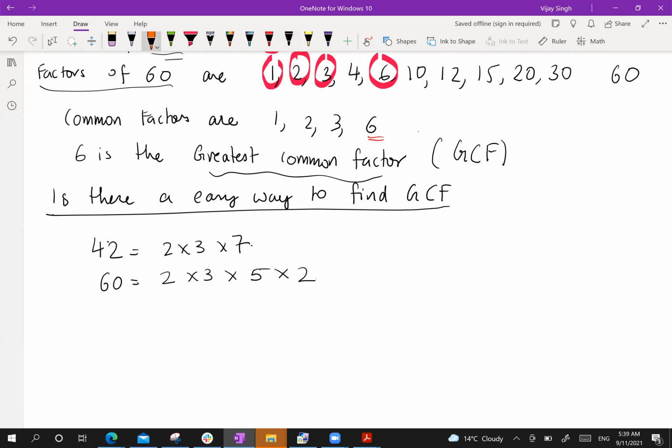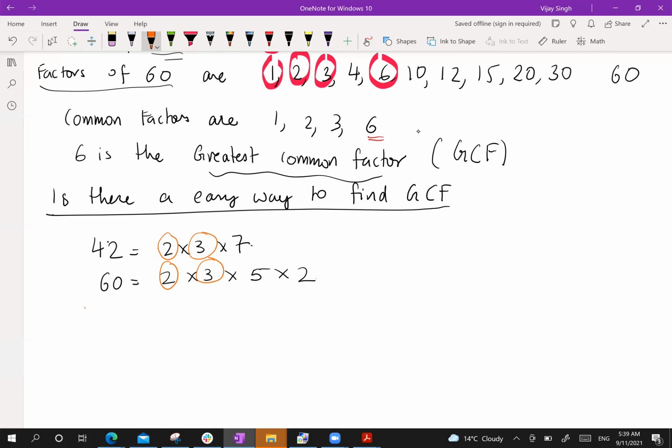Now for the GCF, please pay attention. For GCF, we will take what is common in both. So 2 is common. This other 2 will not be counted here. So we see 2, then 3 is common, 7 no, 5 no, and this 2 we have already taken into account.